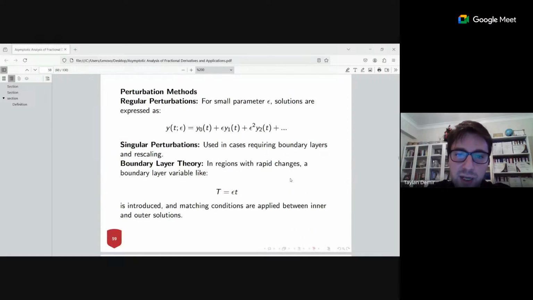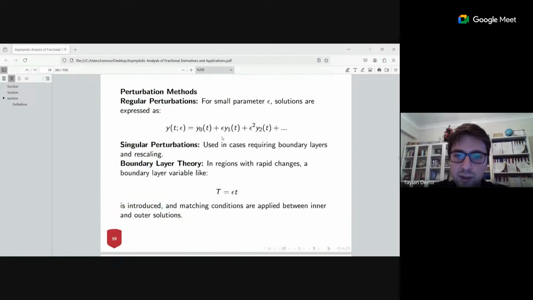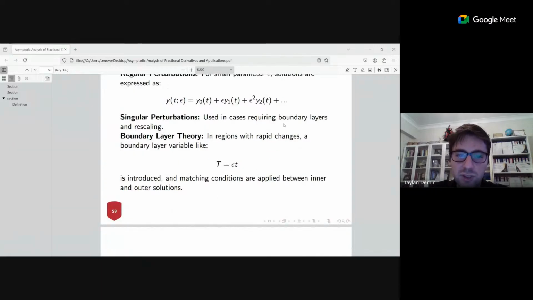And regular perturbation methods. Perturbation methods are steps toward interpretation of the asymptotic analysis of fractional differential equations of Caputo type. For a parameter epsilon, solutions are expressed as y(t, epsilon) = y_0(t) + epsilon y_1(t) + epsilon squared y_2(t) + and so on. And it is necessary to use these in cases requiring boundary layers and rescaling in singular perturbation.